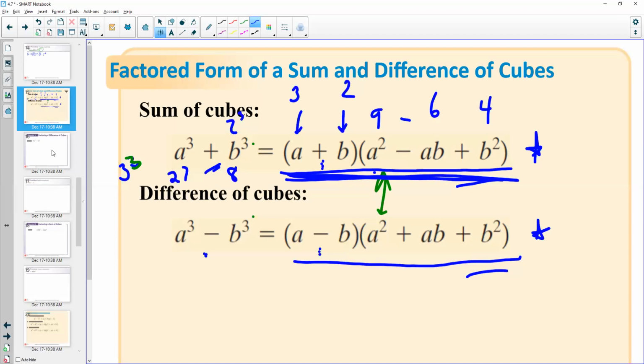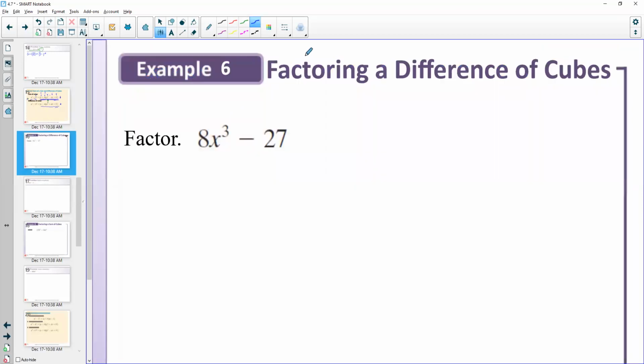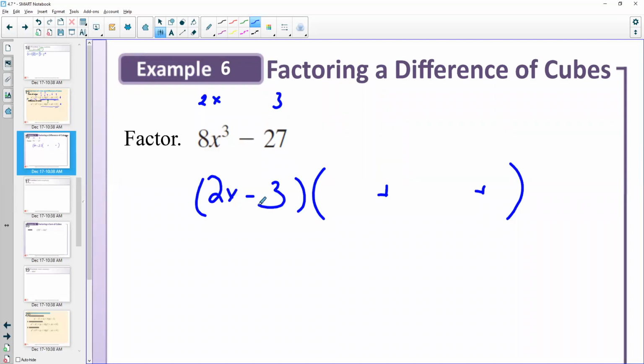All right, so let's actually try one of these. So I have 8x cubed minus 27x. What that means is when I set this up, the minus goes in the first set. Plus, plus, okay? So now I have to think about the bases. 8 is 2 cubed, so the base is a 2 here. X cubed, the base is just x. 27 is 3 cubed, so it's a 3. All right, so in this first parentheses, I get 2x minus 3. It was just a minus b.